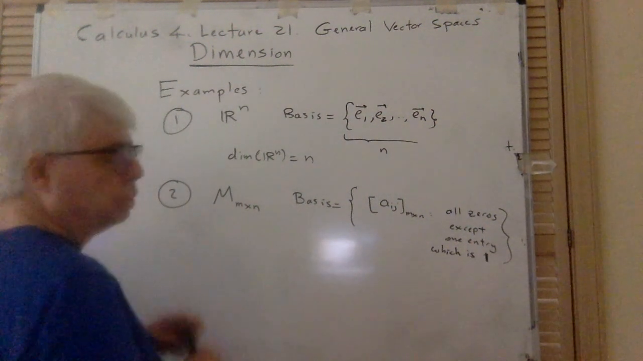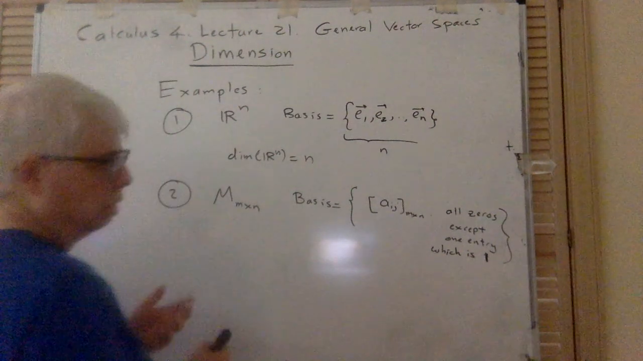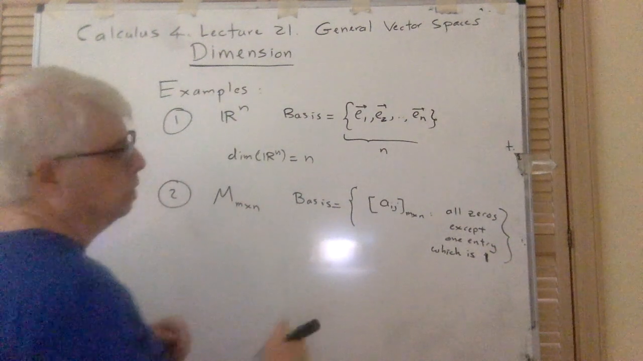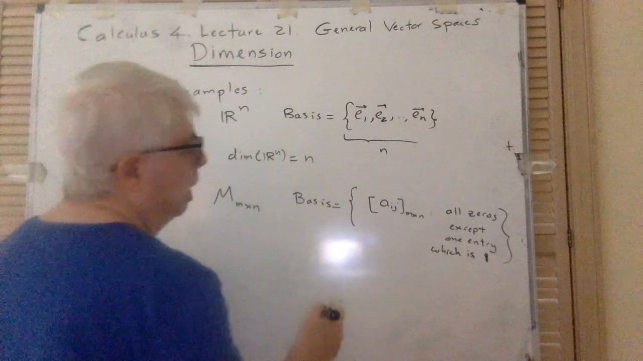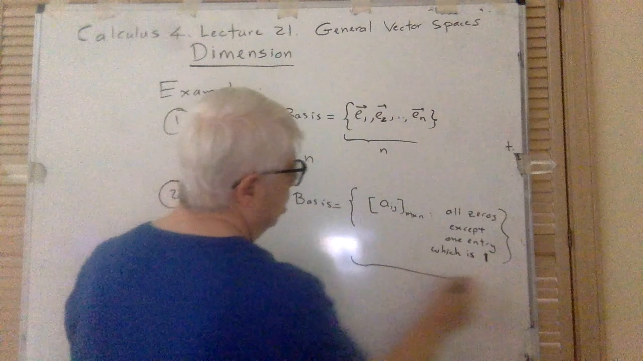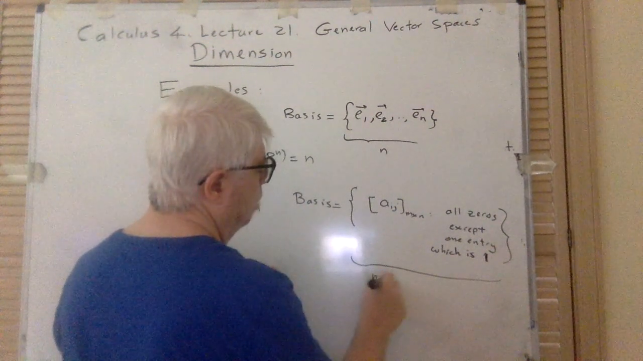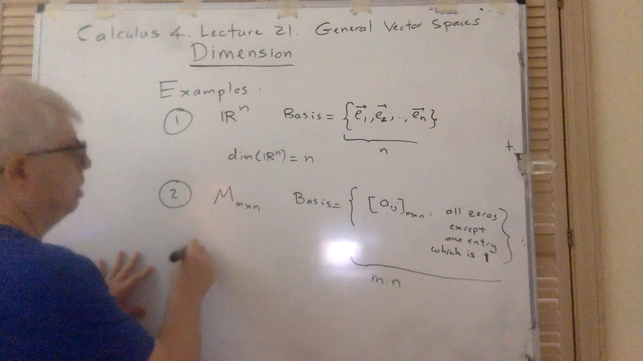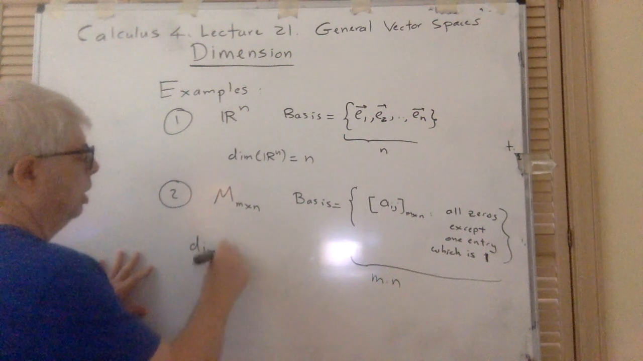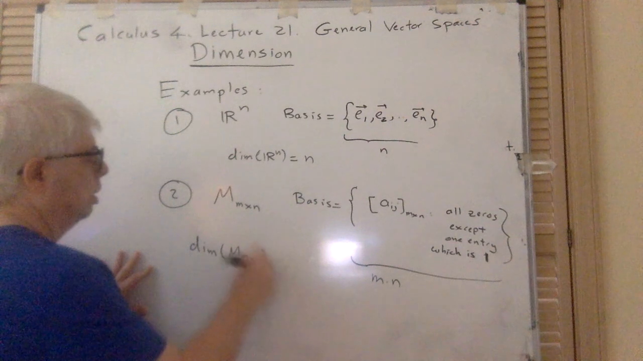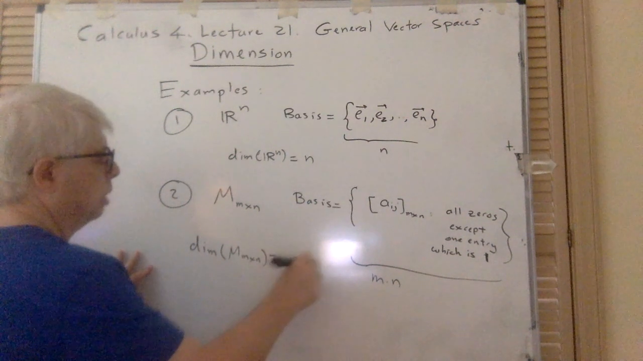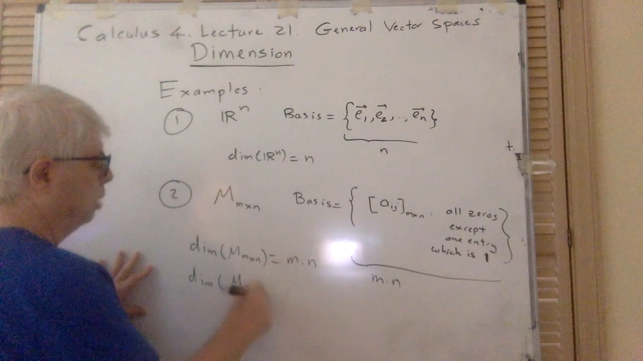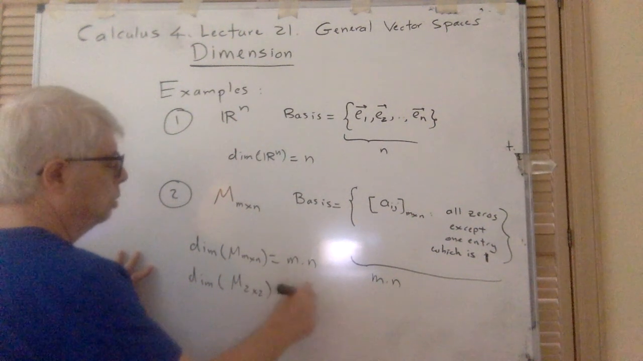So how many such matrices do we have? For every row we have n, and for every column m, so we have m by n. The total is m times n. So we say the dimension of the space of m by n matrices is m times n. For example, the dimension of the space of 2 by 2 matrices is 2 times 2, which is 4.